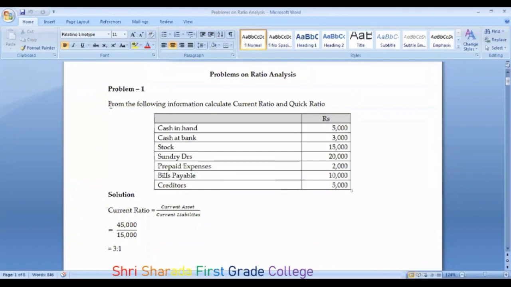So here, from the following information, calculate the current ratio and the quick ratio. Always remember, the current ratio includes all the current assets and all the current liabilities. The quick ratio includes all the current assets except the inventory and the prepaid expenses. Clear? And also the current liabilities except the bank overdraft, and any amount received in advance will be excluded here.